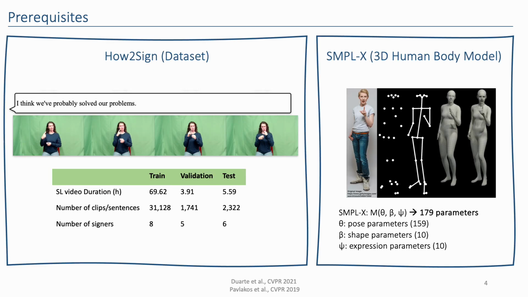Before we get to the main part of the paper, let's discuss first some prerequisites. The primary dataset that is utilized in this work is the How to Sign dataset, which is a large-scale dataset that contains more than 30,000 videos of sign language paired with a corresponding text sentence. To represent signs in 3D, we leverage SMPL-X, which is a 3D human body model that is parameterized by 179 parameters involving pose, shape, and expression parameters.